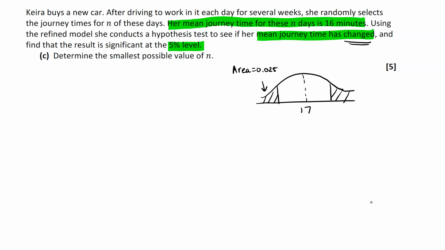We're going to determine the smallest possible value of n. So what this means is this 16, if we're looking at the smallest possible value of n, this 16 has just about got into this critical region. So it's not really far into it, it's just got into that critical region. So what we need to do to start off with is look at the standard deviation. We need to find out how many standard deviations away from the mean, the actual mean that is, you have to be to fall within that critical region.